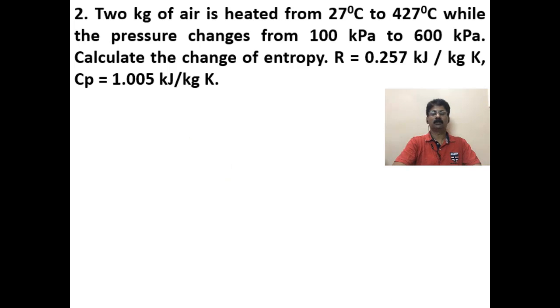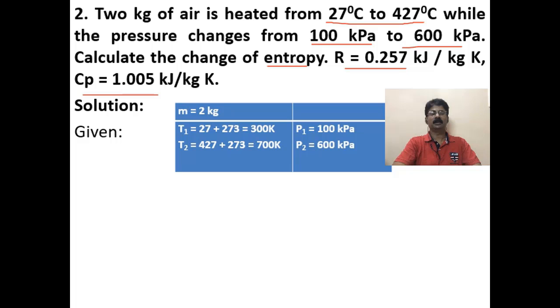Now let us solve this problem. 2 kg of air is heated from 27 degrees Celsius to 427 degrees Celsius, while the pressure changes from 100 kilopascal to 600 kilopascal. Calculate the change of entropy. So the constant R is given as 0.257 kilojoules per kg per Kelvin, and Cp for the air is given as 1.005 kilojoules per kg per Kelvin. So 2 kg of air is heated from 27 to 427 degrees Celsius. So there is a direct formula to calculate the entropy.